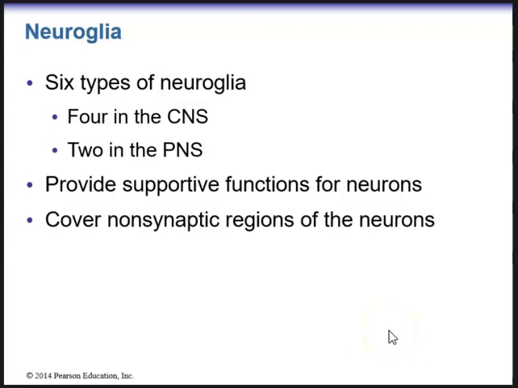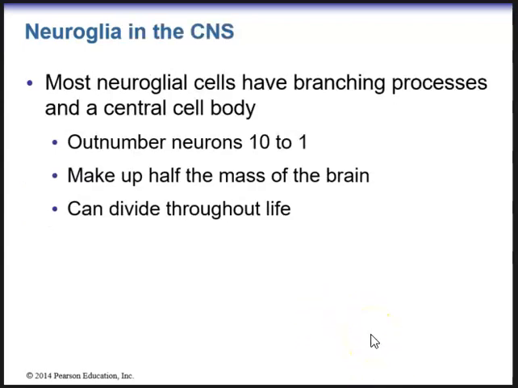So neuroglia, we talked about being the supportive cells of the nervous system. There are 6 types of neuroglia. We have 4 in the CNS and 2 in the peripheral nervous system. Again, they provide supportive functions for neurons and also cover non-synaptic regions of the neurons. So most neuroglial cells have branching processes and a central cell body. They outnumber neurons 10 to 1, which is good because the more support, the better. Neuroglia make up half the mass of the brain and can divide throughout life.